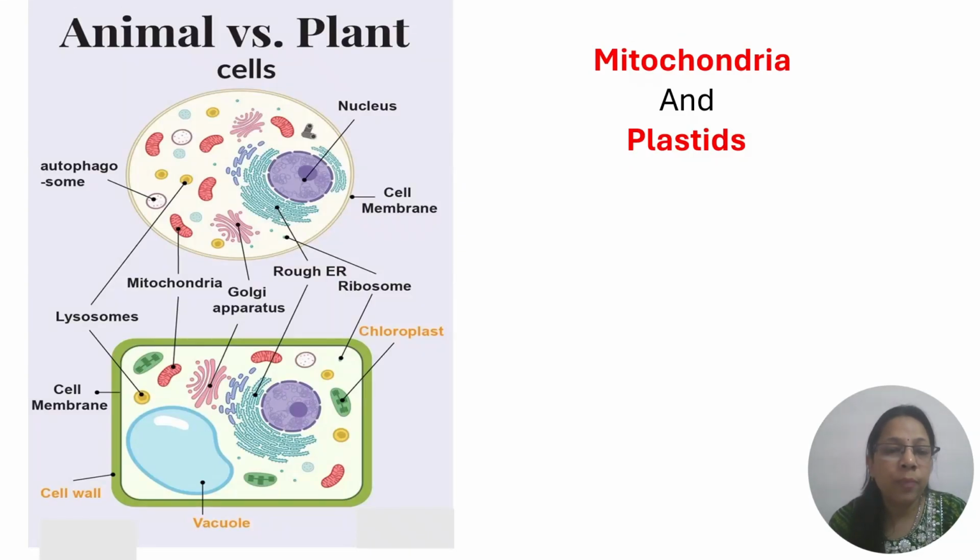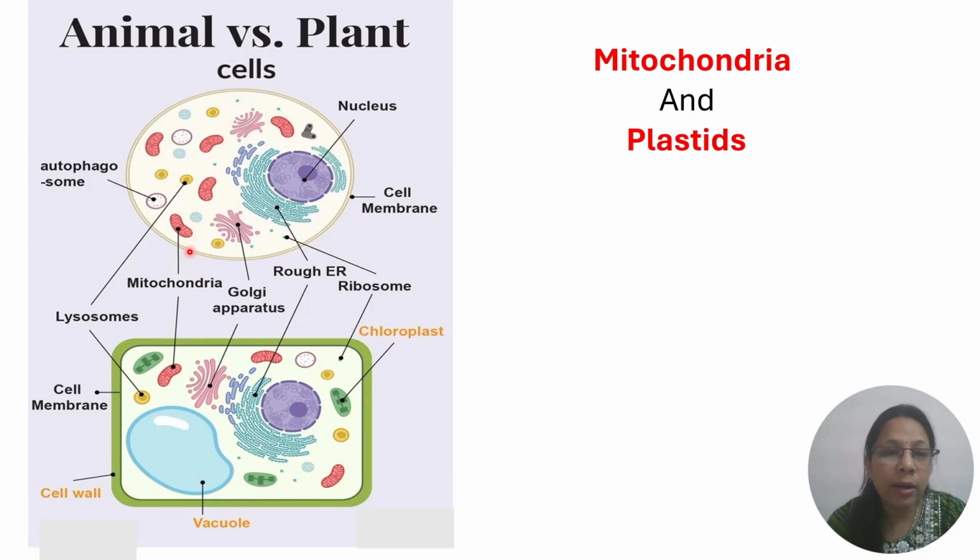Hello students, in this video I will be posting details about mitochondria and plastids which we have recently studied. So coming to this basic figure, animal cell and plant cell. These red colored are mitochondria, which are present both in animal as well as plant cell, and plastids, which are nothing but chloroplast, which is present in only plant cell.